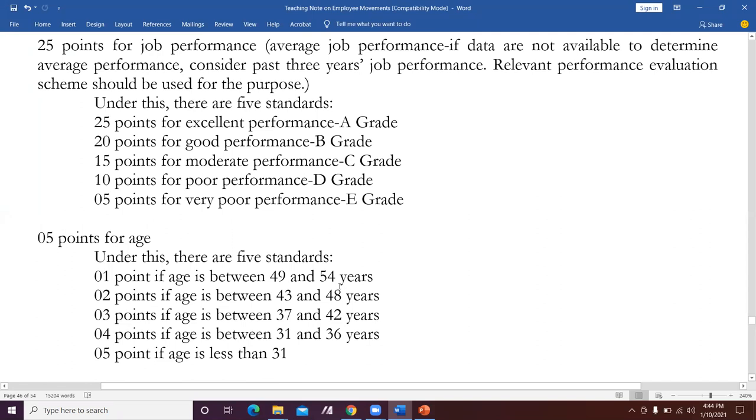Why? Normally these people had a chance of serving for many years, and they are nearing retirement. So this provides a kind of principle of parity, P-A-R-I-T-Y, giving every employee an equal chance to serve for an equal period of employment. 5 points if the age is less than 31, because younger people can create a higher amount of productivity, especially in manual work.